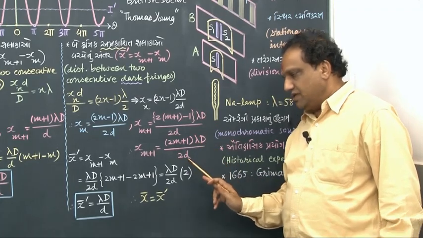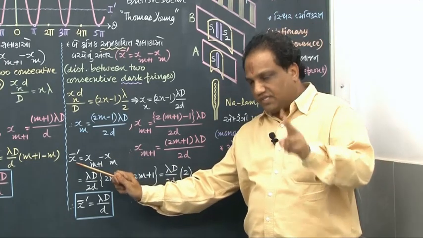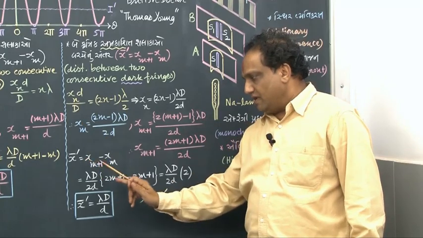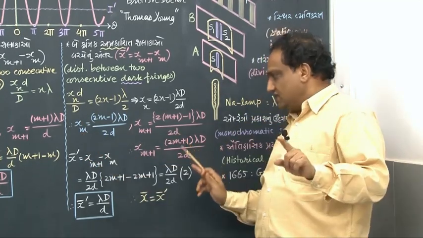Lambda D upon 2d. Correct? And now I want the distance between two consecutive dark fringes. It should be x_(m+1) minus x_m. So it is this minus this.